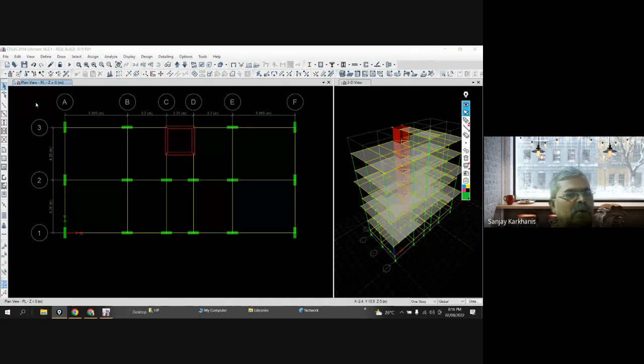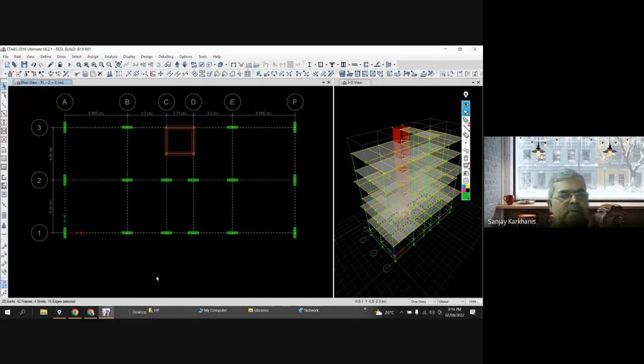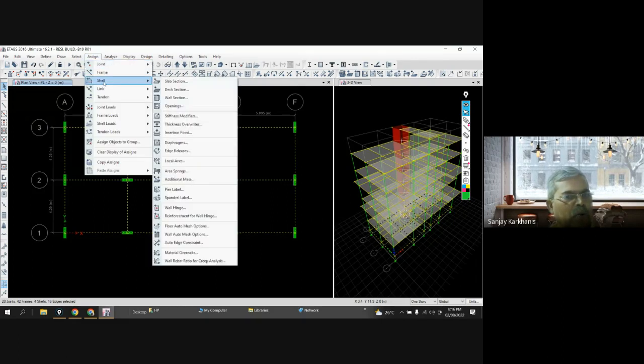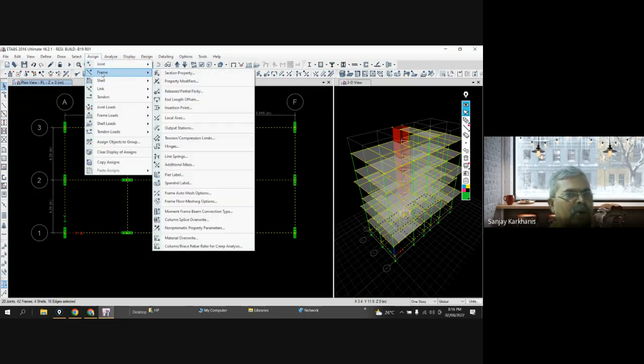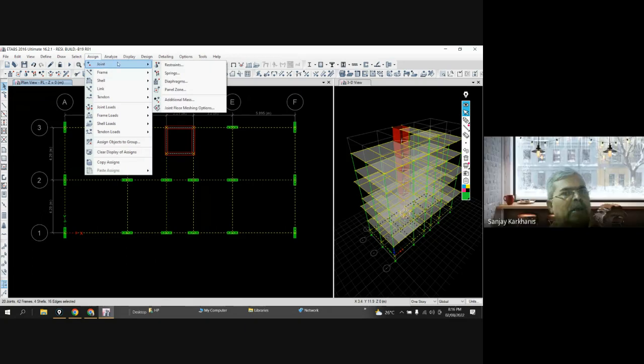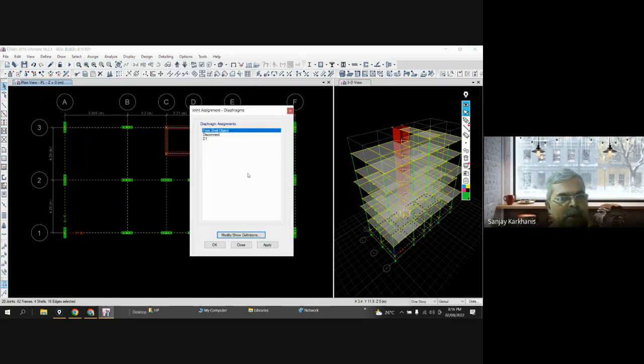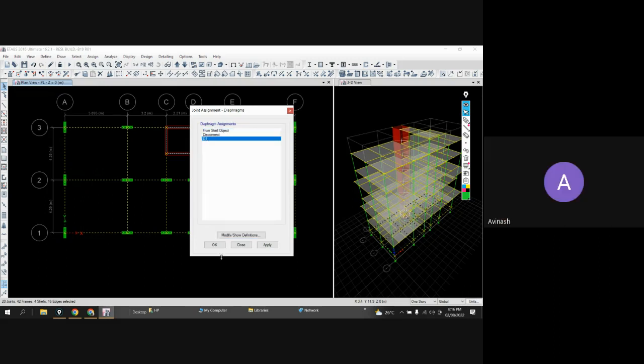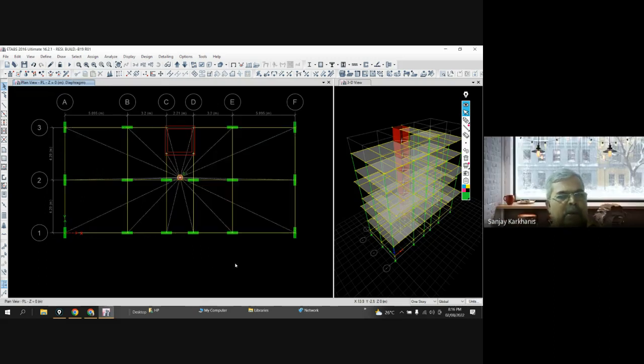अब मान लो उसके बाद में you might have some doubt. तो क्या करो? Select करो. Right? आपने क्या किया? सब कुछ सिलेक्ट किया. After that, you can go to assign, but now don't go to shell because there are no shells. So you will go to joint, and under joint, you can see there is a diaphragm, and D1. You can apply.